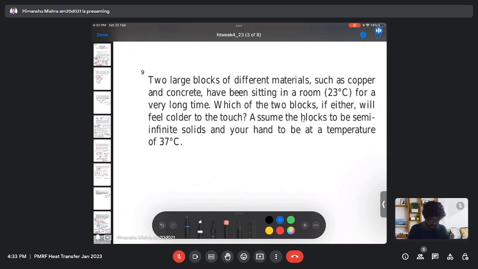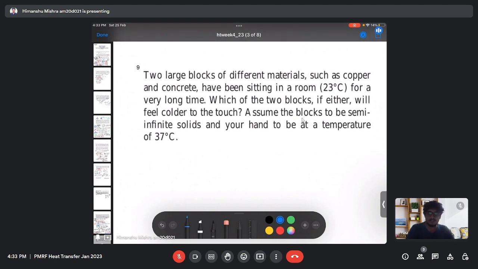In this question, two large blocks of different materials, copper and concrete, have been sitting in a room at a temperature of 23 degrees Celsius, the room temperature, for a very long time. Which of the two blocks, if either, will feel colder to touch? Assume the blocks to be semi-infinite solids and your hands to be at a temperature of 37 degrees Celsius.